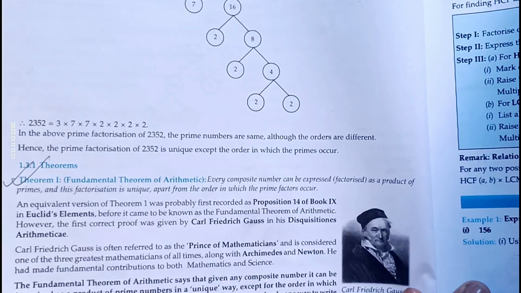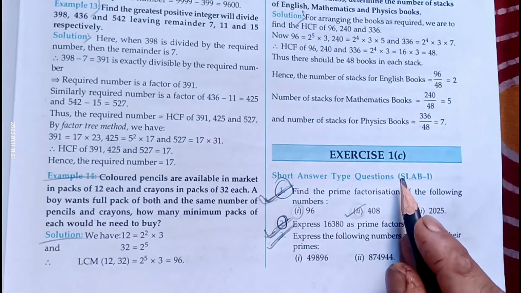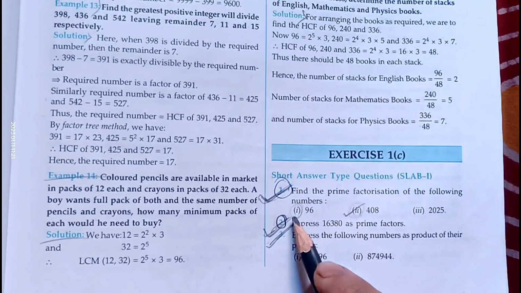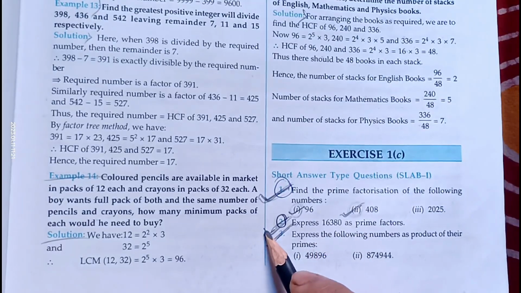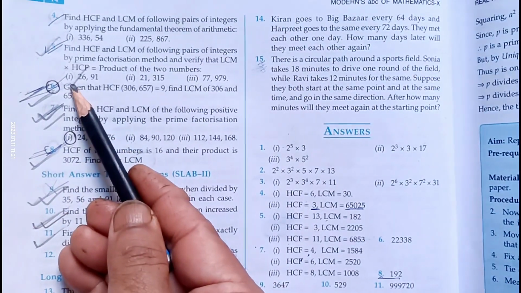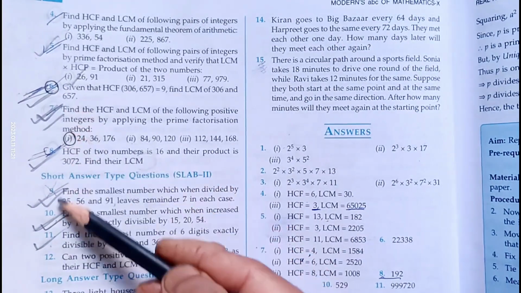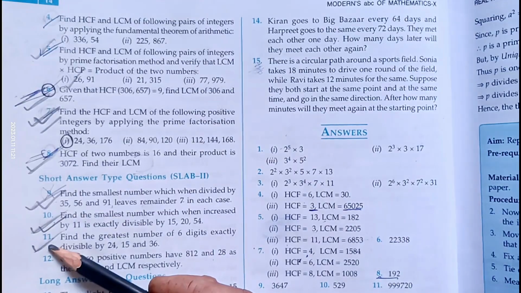From page number 8, just go through theorem 1, that is the fundamental theorem of arithmetic. From 1C, practice question number 1, first part and second part. Question number 2, question number 3. Question number 5, first part you can practice. 6, 7, 8, 9, 10, 11. These questions are very important. So up to 11 you have to practice.